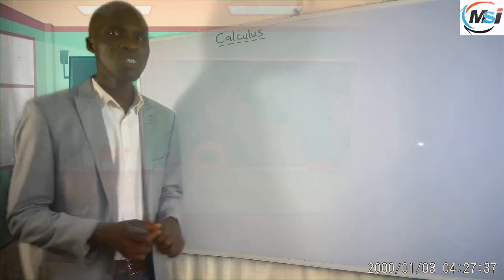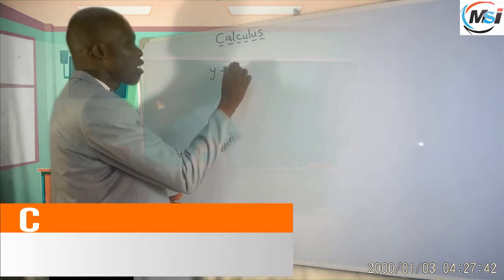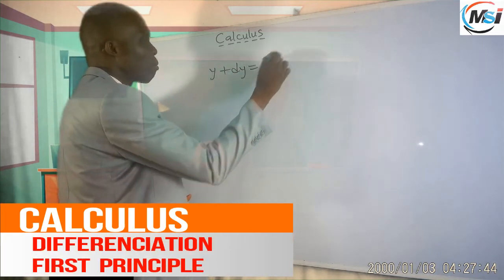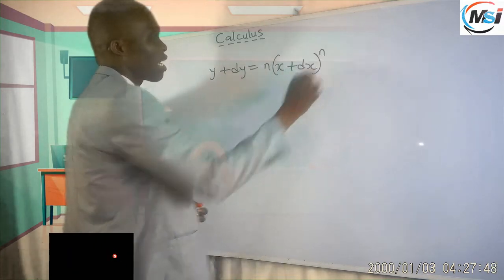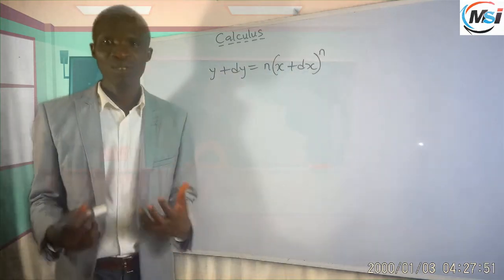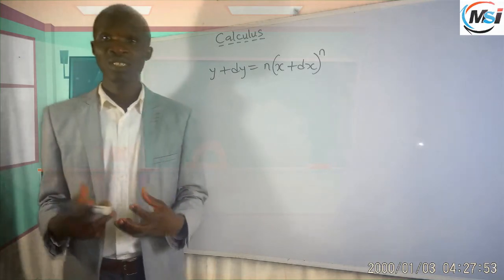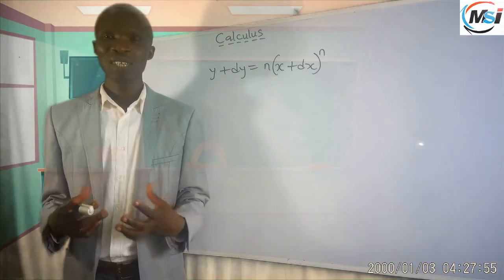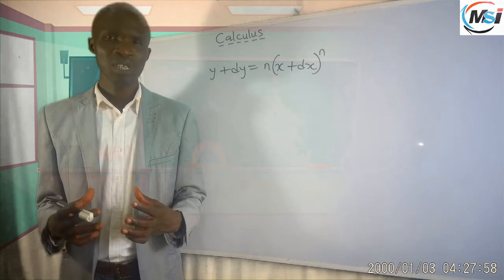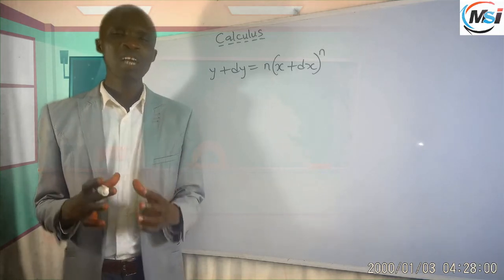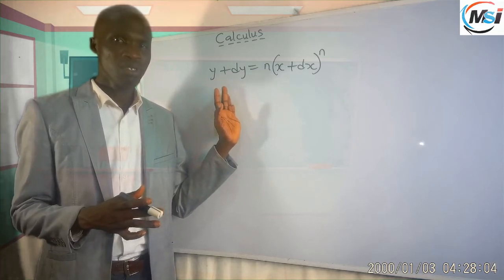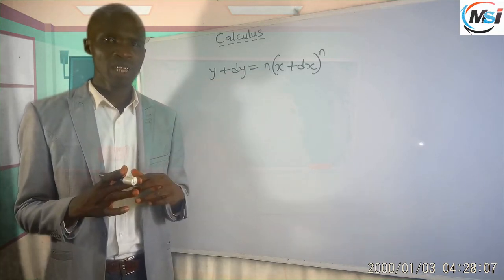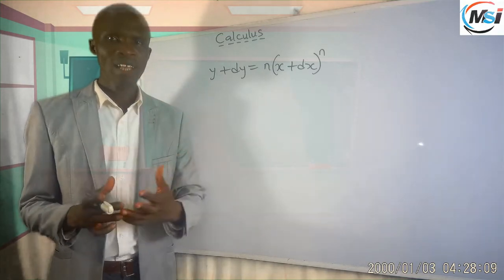Now, the first principle formula is y plus dy equals n bracket x plus dx raised to power n. Don't get confused. This is just mathematics. When you calm down, you'll be able to reason very well. Now, how can we apply this first principle? That is what we want to look at now. So let's take a look at this example.